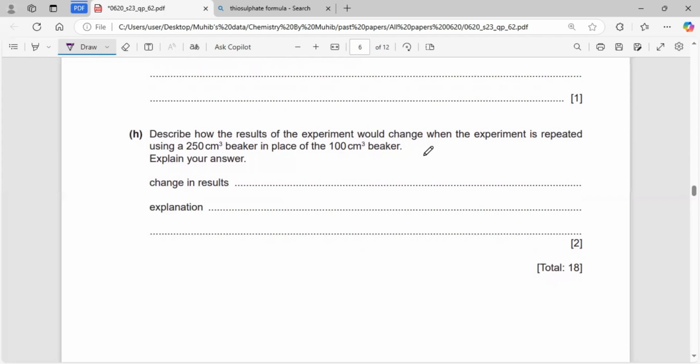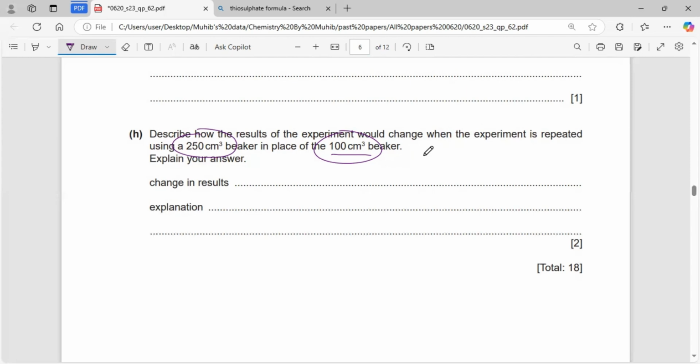Now describe how the result of the experiment would change when the experiment is repeated using a 250 cm³ beaker in place of a 100 cm³ beaker. Excellent! Instead of using 100 cm³, the rate of reaction will increase, right? And less time will be taken to complete the reaction. I hope I'm clearing your concept regarding this question. So basically, less amount of time will be taken to complete the reaction.